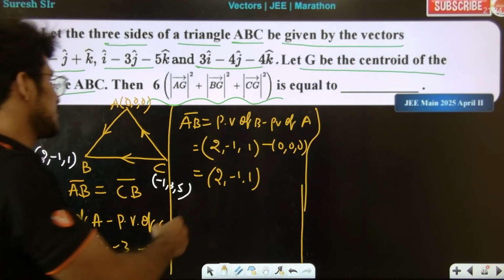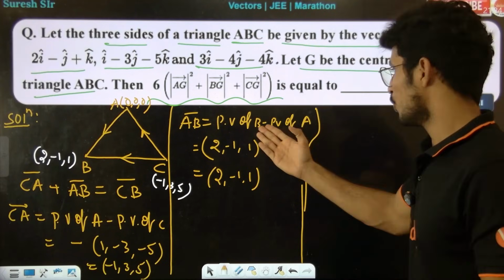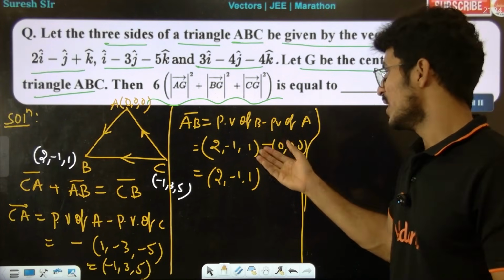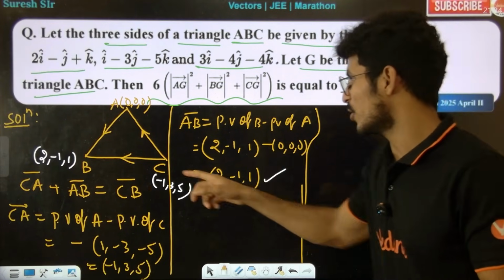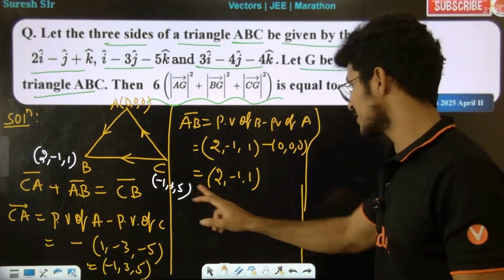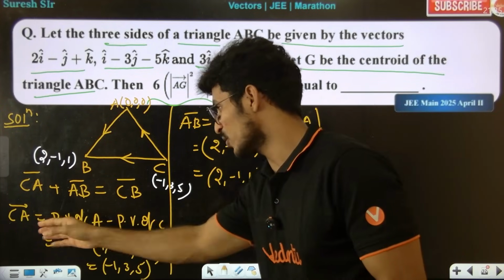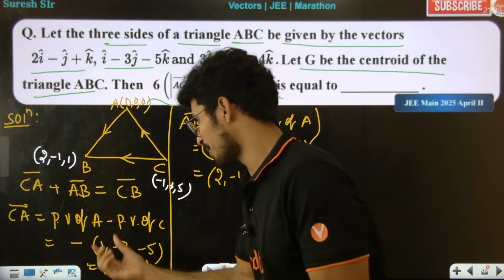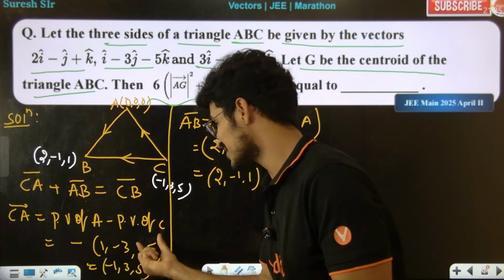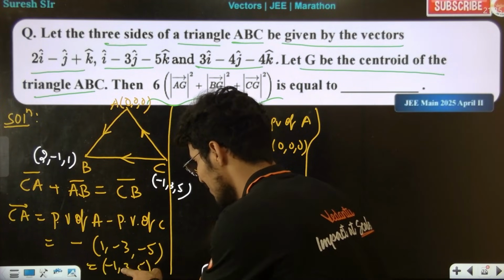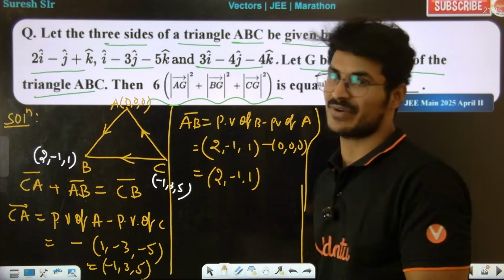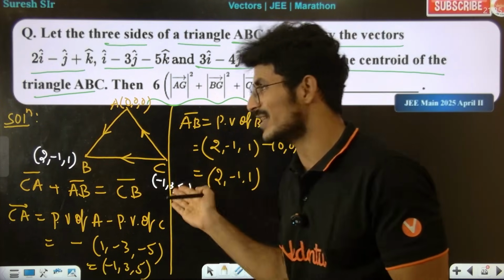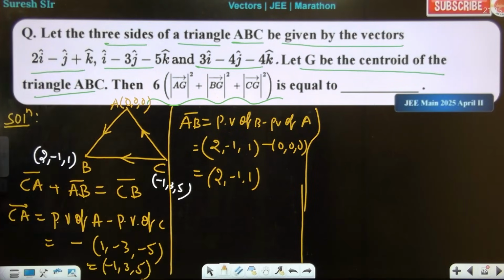See guys, position vector of A is anyway 0. So PV of B is going to be this. I wrote PV of B is this. So PV of C, how? For C I took PV of A minus PV of C. Then what comes is PV of origin, sir. So PV of C is minus 1, 3, 5. So A is 0, and A, B, C have come. The question is done.